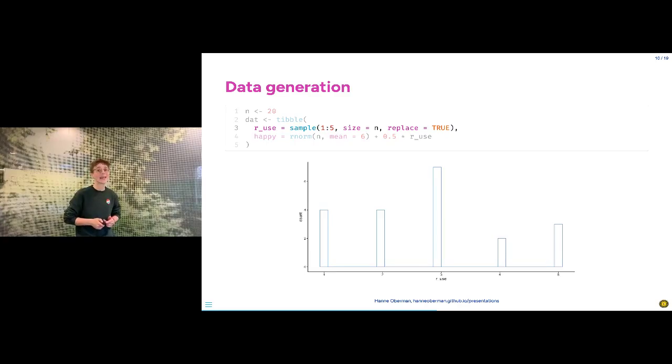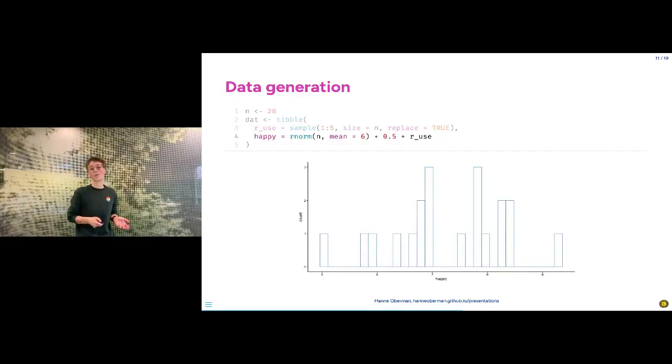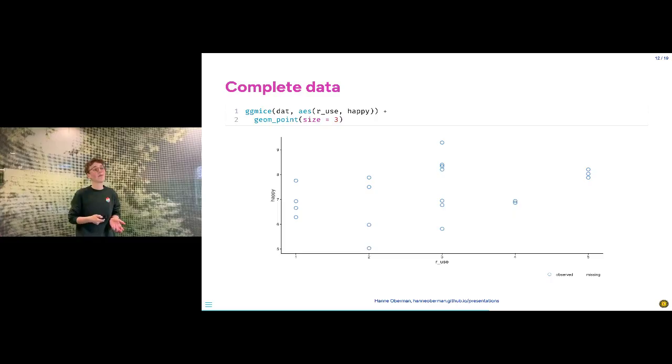As a case study, let's create some fake data. R use, the frequency that a respondent might use R in days of the week, and happiness, where most people on a scale from 1 to 10 are pretty happy. And if we would have had complete data, we here see the happiness by the use of R. There is an association where the more you use R, the happier you are on average.